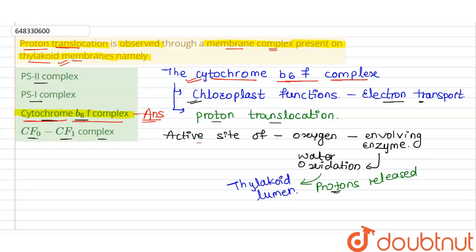As we said, there will be an active site of oxygen-involving enzyme, and that will lead to some water oxidation, and at the time of water oxidation some protons will get released, and those protons will be released in the thylakoid lumen. So my answer is only and only the third option.